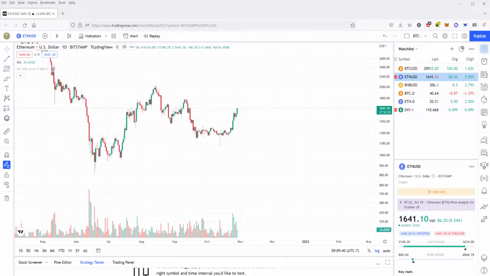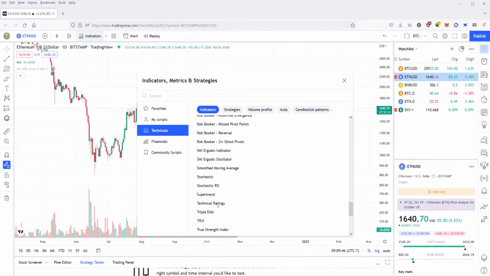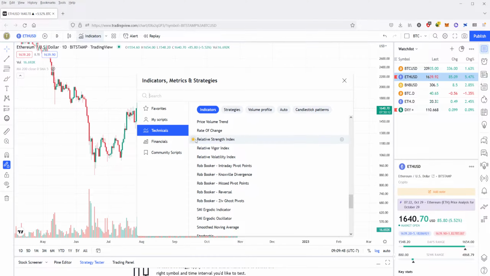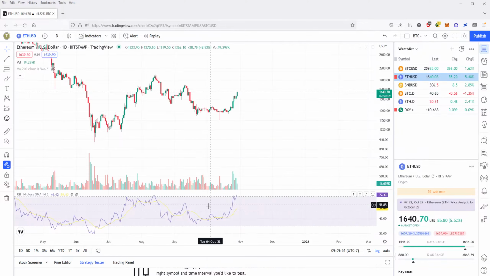The way you can access this is if you go to TradingView, all you have to do is go up to indicators, go to technicals, and then go down to RSI, which should be under the R's. I have it starred here. You can star it, and then it will pop up right below your chart.